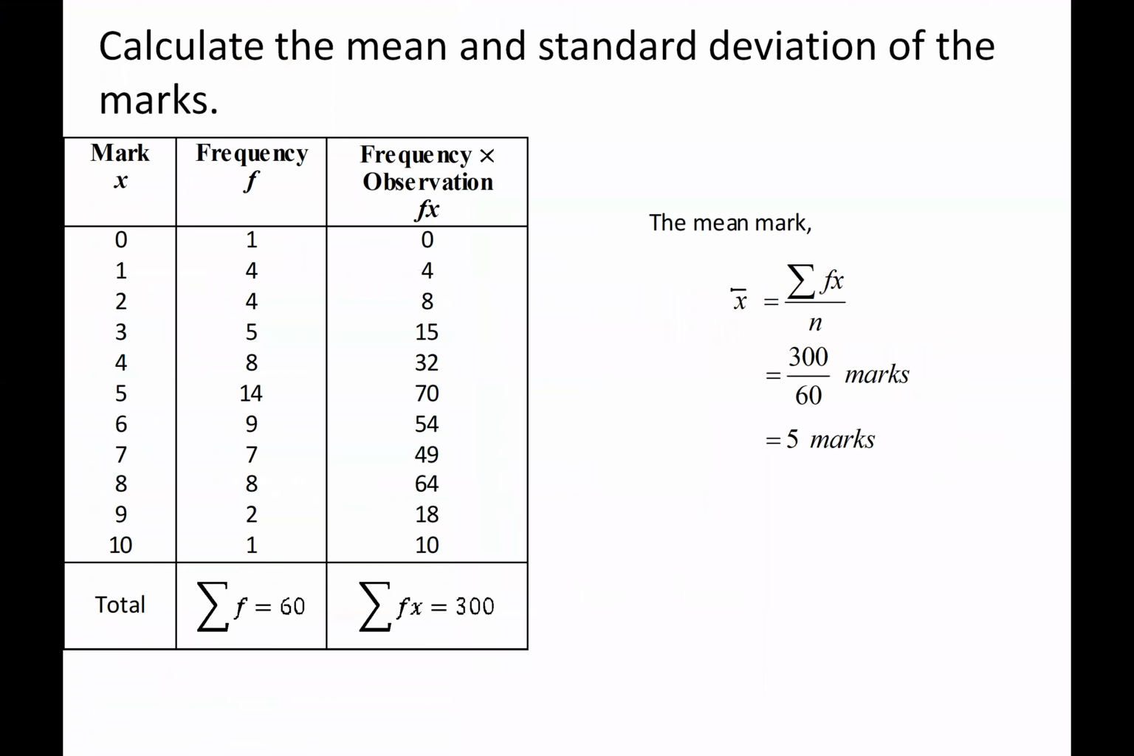Let's expand this a little bit so you can see it, right? 5 times 3 is 15. 8 times 4, 32. So we got our fx values. So we have to sum them all up. We get 300, right? We have to sum up all our frequencies, and we get 60. And when we divide these two numbers, the sum of fx divided by the sum of our frequencies, which is n, that'll be 300 divided by 60. That gives us 5 marks, which will be our mean. So that will take care of the mean.